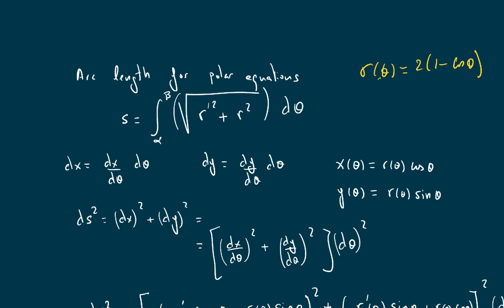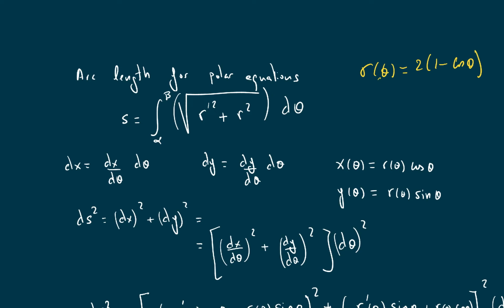So dx, x is r of theta cosine of theta. Y is r of theta sine of theta. So x depends on theta. So dx will be the derivative of x with respect to theta multiplied by d theta.